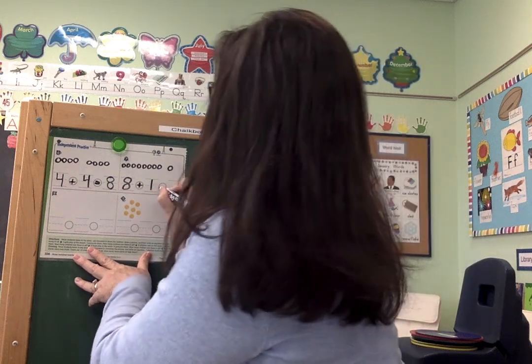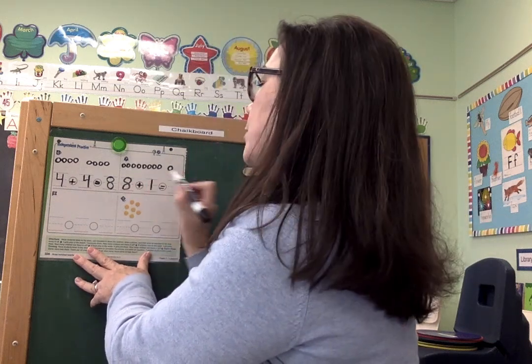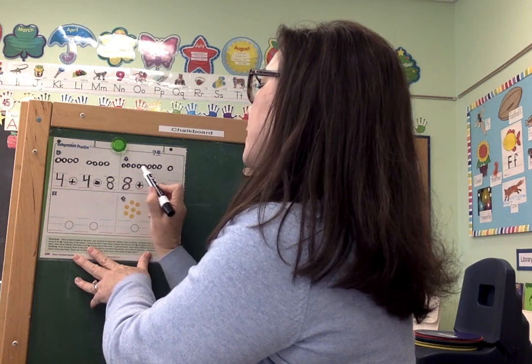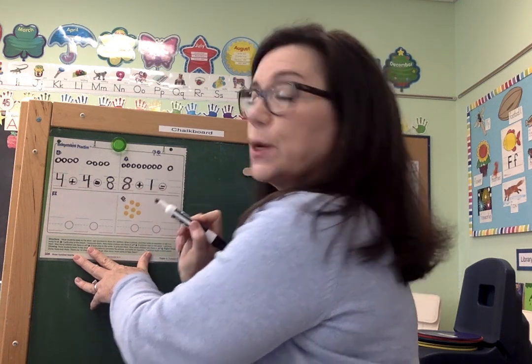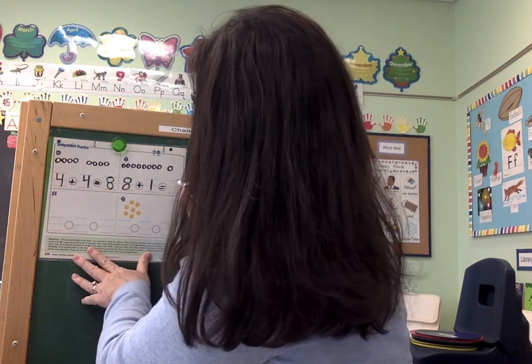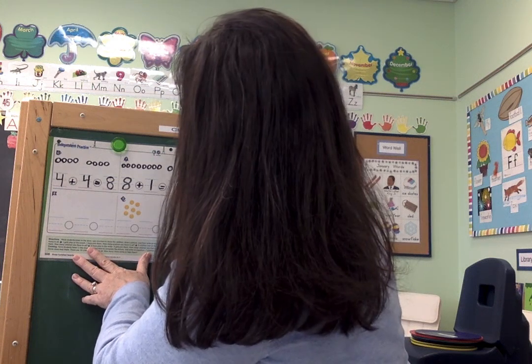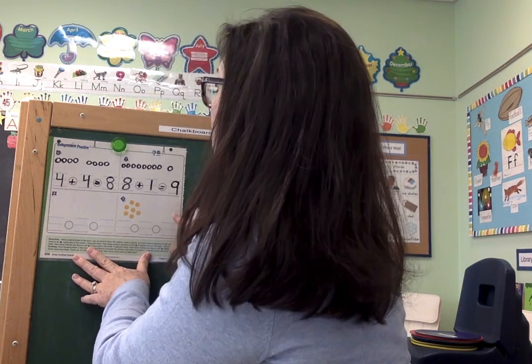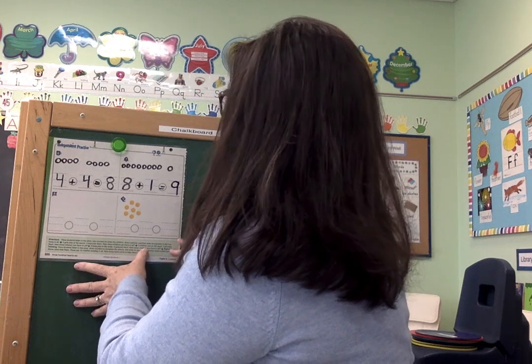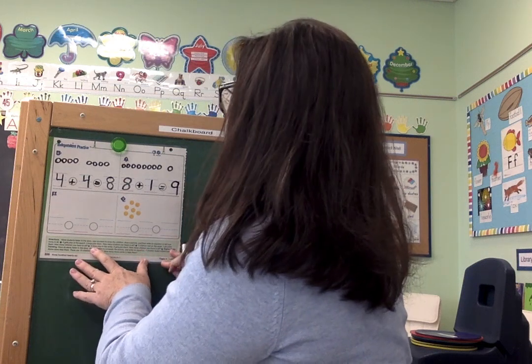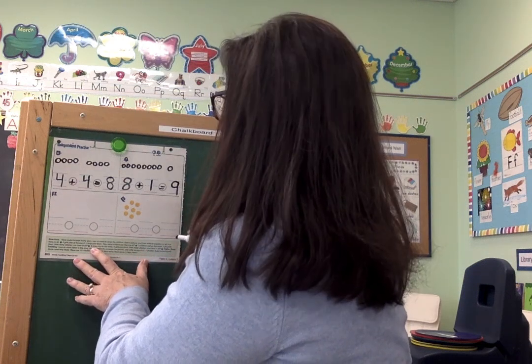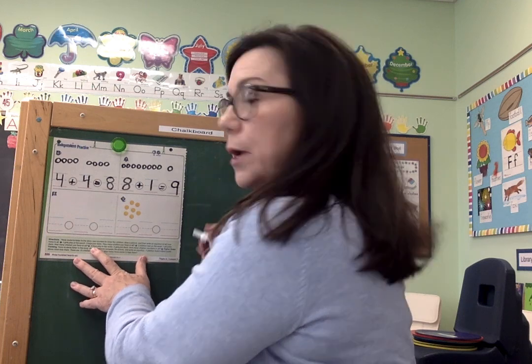We know the answer to this. But to double check ourselves, we're going to go back and count all the counters. 1, 2, 3, 4, 5, 6, 7, 8, 9. Were we right? Yep. 8 plus 1 equals 9. All right, we're coming down to number 8. And number 8 says, 2 boys play in the water and 5 girls join them. How many children are in the water?